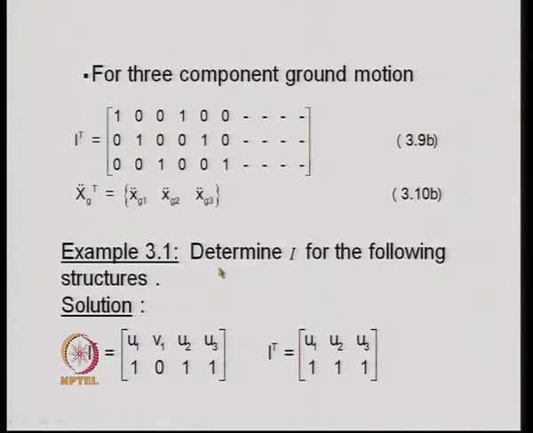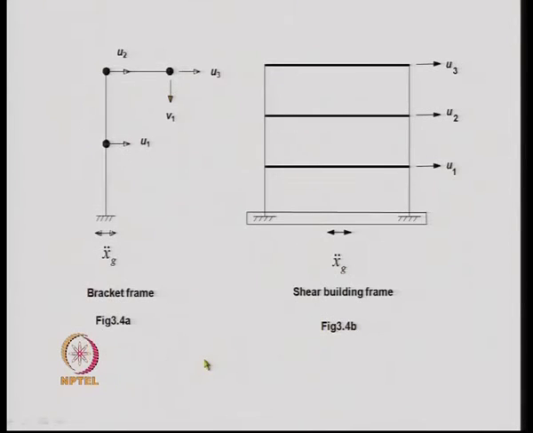Now, let us try to look at some example problems to illustrate how the influence coefficient vector is obtained for a single point excitation system. So, here we show two problems. In this problem, we have a ground acceleration in this direction, we have a mass here, and accordingly we have a degree of freedom in this direction. The second mass is over here and the degree of freedom is this. And the third mass, we have got 2 degrees of freedom, one in this direction, the other in this direction.